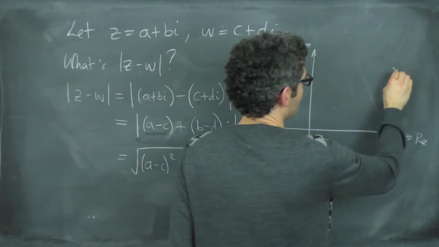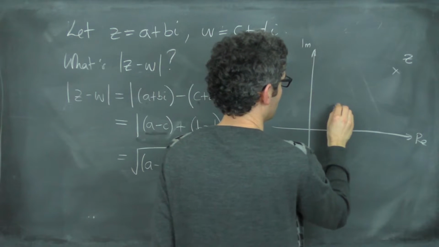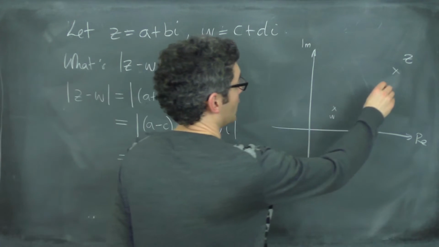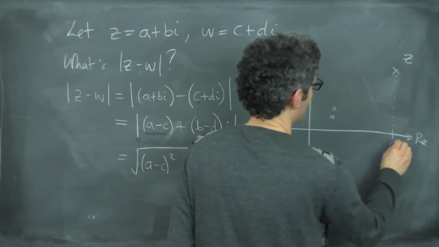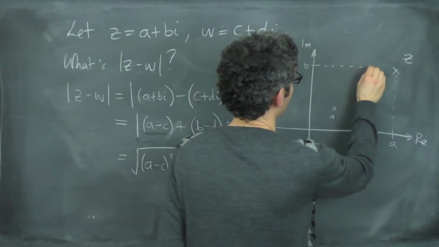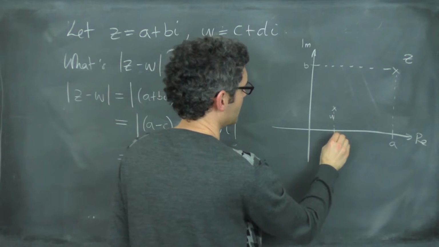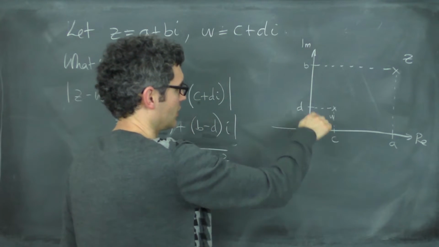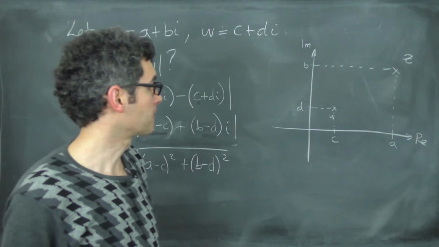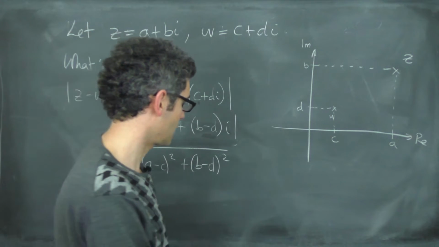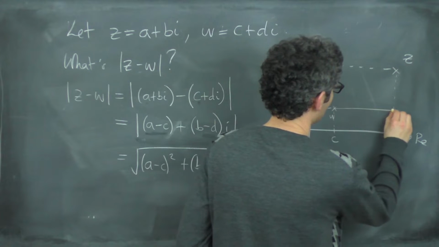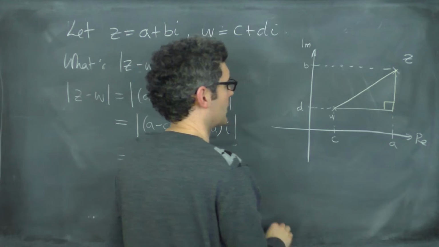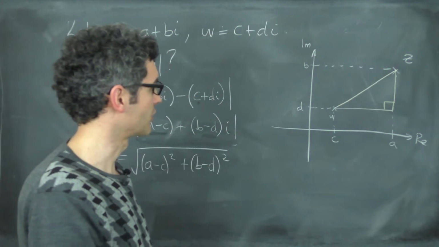Let's suppose our z is somewhere up here and our w is somewhere down here, just to make the picture nice and easy. Now z was a plus bi, so there's an a there and a b there. W is c plus di, so c in the real direction, d in the imaginary direction. Now, there's a triangle which you form by joining z and w and filling in like that. That's a right-angled triangle, of course.